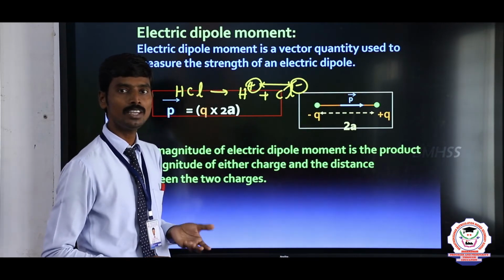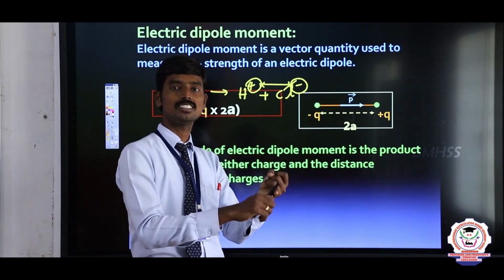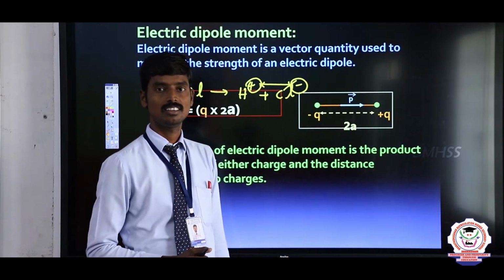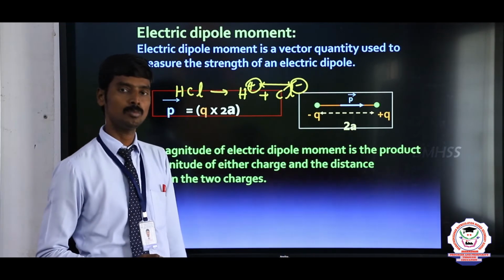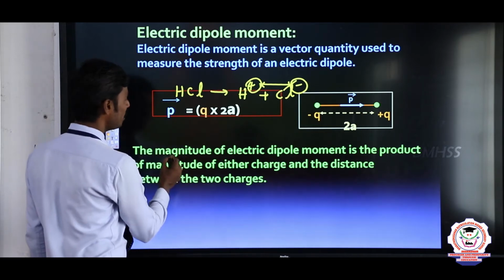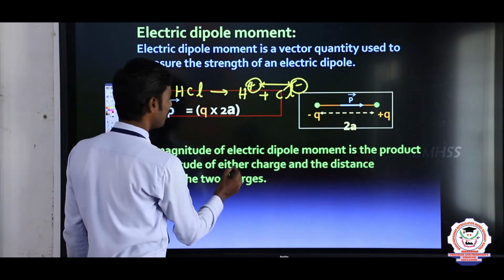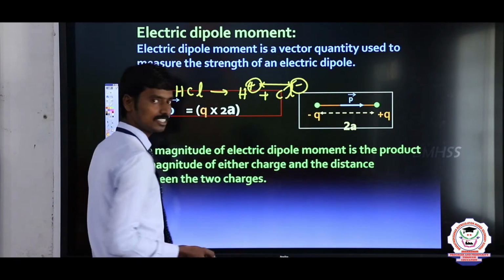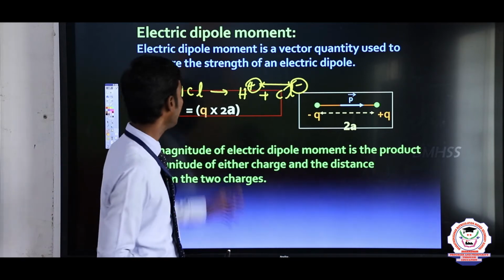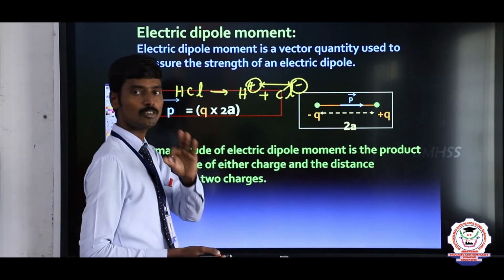The perfect definition of electric dipole moment: the magnitude of the electric dipole moment is the product of the magnitude of either charge, which means one of the charges, and the distance between the two point charges. This is called electric dipole moment. This is very important, three marks in your board exam.